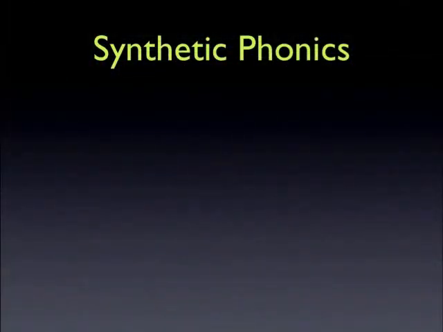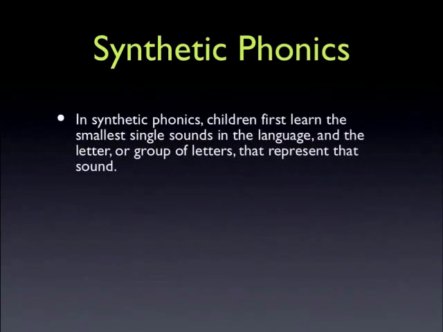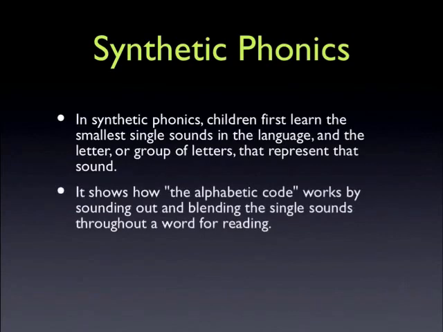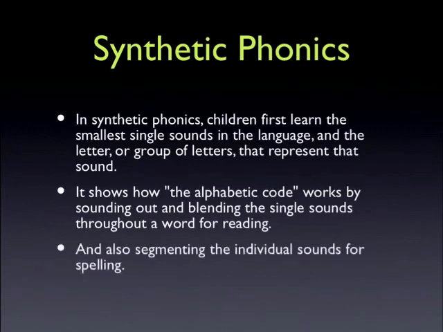In synthetic phonics, students learn the sounds that the letters of the alphabet make, not the names of the letters. They don't learn A, B, C, D. They learn the smallest single sounds in the language, called phonemes. So instead of A is for ant, they learn that the word ant begins with the sound A. And the word ant is made up of the three sounds A, N, T, which, when blended together, make ant.